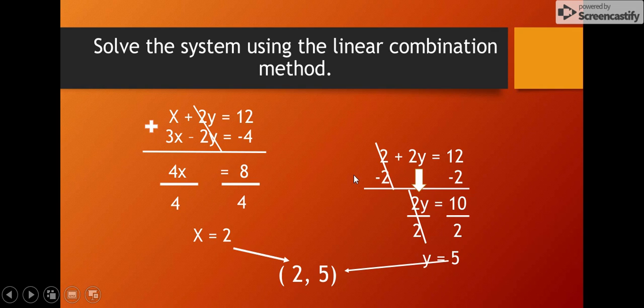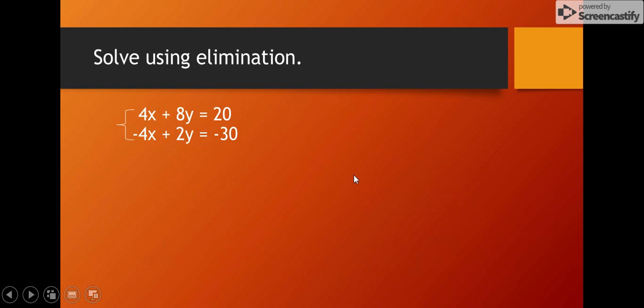Okay, I'm going to take you through another one here. Now this one, looking at it right away, we notice we have a positive 4x in the first one and a negative 4x in the second. So changing these over, making this an addition problem, my x's will cancel this time right away, right? 8 plus 2 is 10, so I have 10y on the left-hand side, and then 20 minus 30 is a negative 10, right?